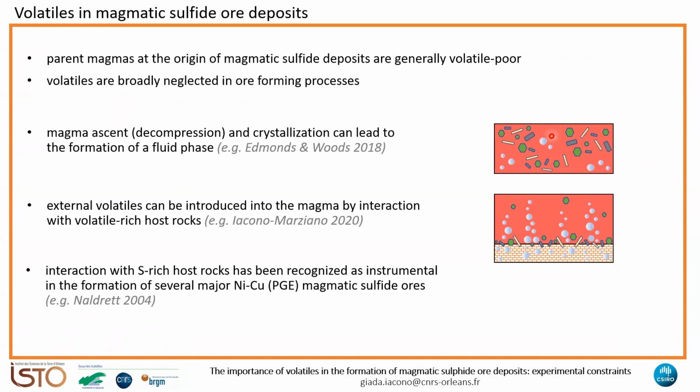And more importantly, significant amounts of external volatiles can be supplied to the magma by the interaction with volatile-rich host rocks. And this could happen even at relatively early magmatic stages. Indeed, we do know that the interaction with sulfur-rich host rocks is considered instrumental in the formation of several major nickel, copper, PGE magmatic sulfide ores.